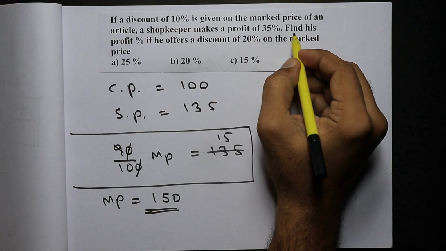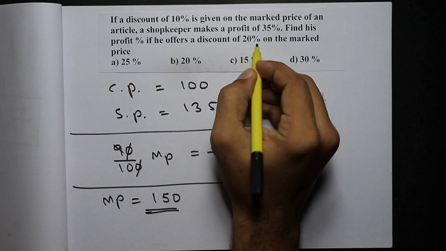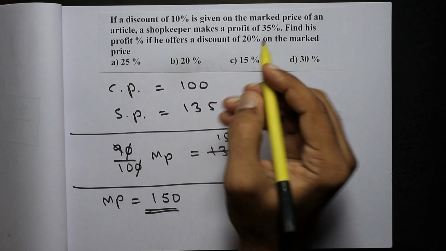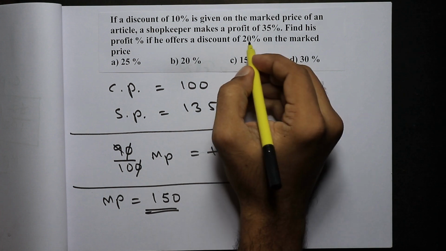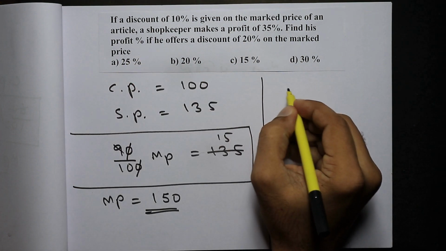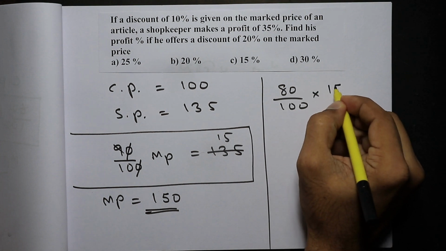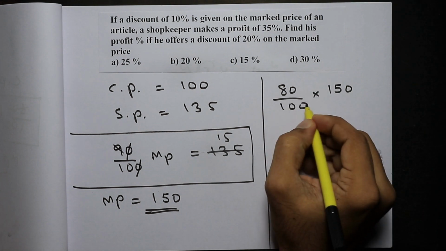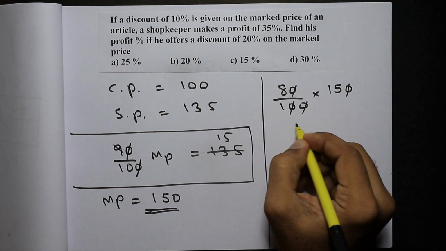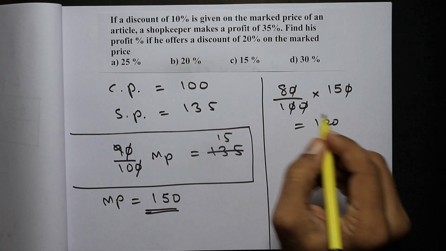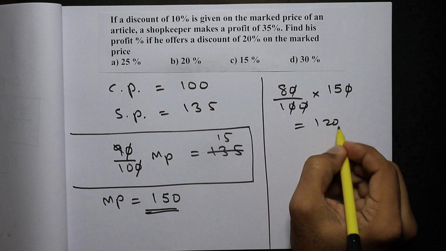Now the question is, find his profit percentage if he offers a discount of 20% on the mark price. Mark price is 150. He is offering a 20% discount, which means that he will get only 80% of the mark price. 80% of 150, that is what he will get. I will cancel out the zeros. 8 into 15 gives you 120. So if he is offering a 20% discount on the mark price, he will get 120.